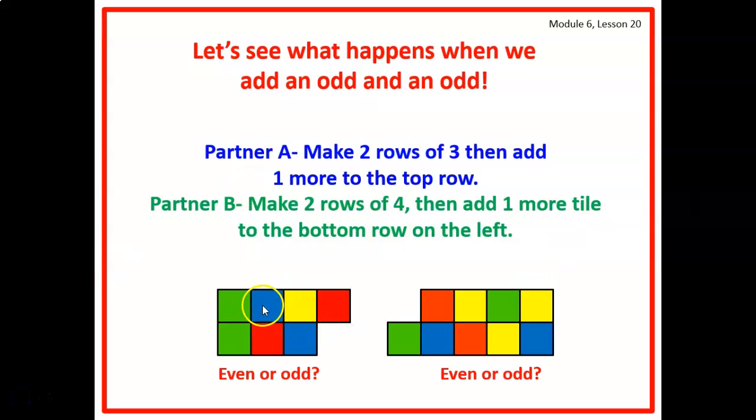So here's the first array, boys and girls. 2 rows of 3. Then I add in 1 more to the top. And the other one, it shows 2 rows of 4. And I added 1 more tile to the bottom. Well, let's see. Let's look at the first array. Let's see how many tiles there are in total.